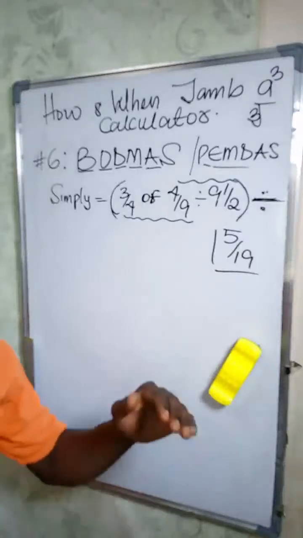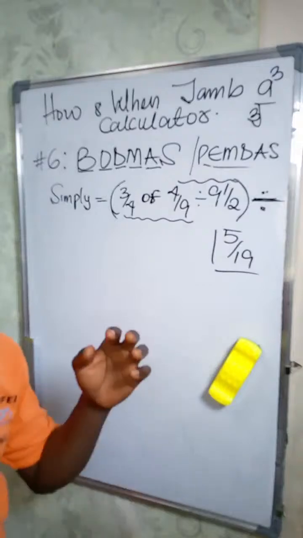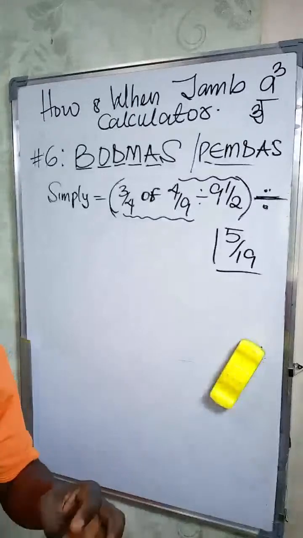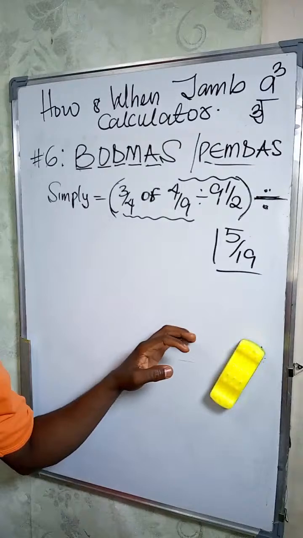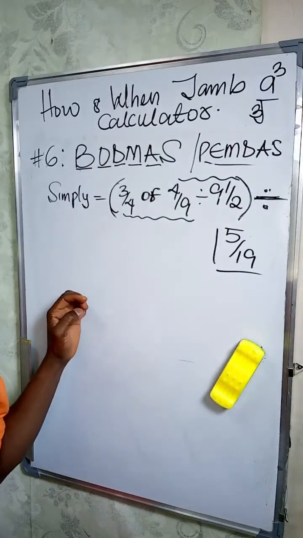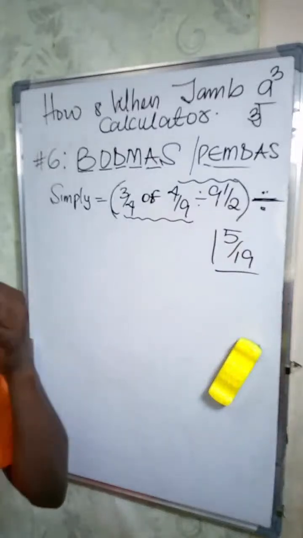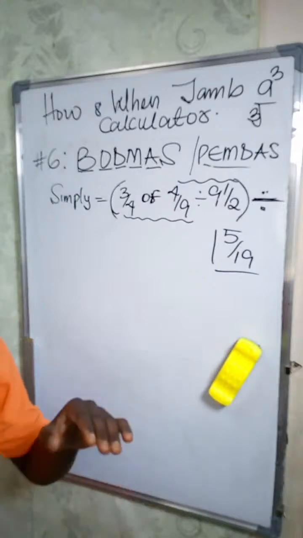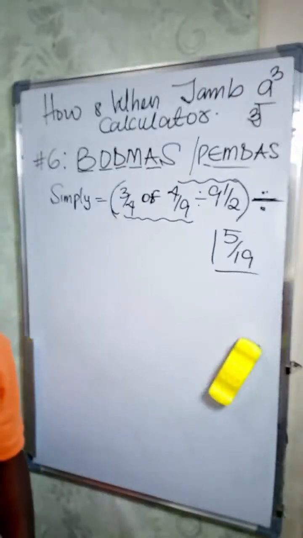Wetin go help you know how and when you go use Jamb calculator. 1, when they give you simple question wey get to do with basic maths, square and square root, fraction and decimal, indices and standard form, and angles. I know and I dey sure say if you join me for this live class, you go know how to use all the things wey we don discuss to answer that question. So all of them no go be big problem for you.